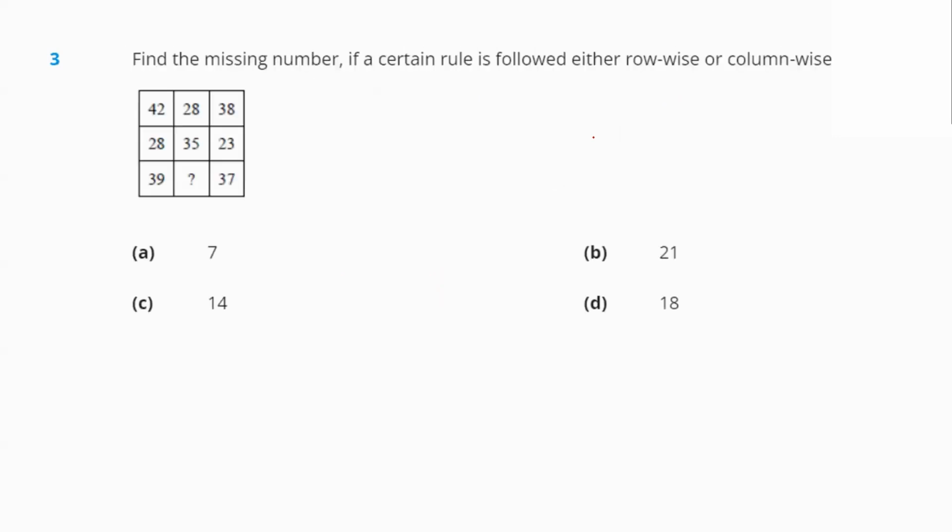Find the missing number if a certain rule is followed either row wise or column wise. So let's look if there is some pattern followed in this or not. We should look at it this way. We look at rows first. So it is 42, 28, 38.